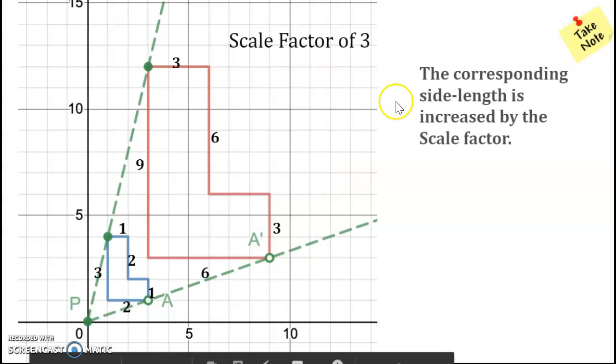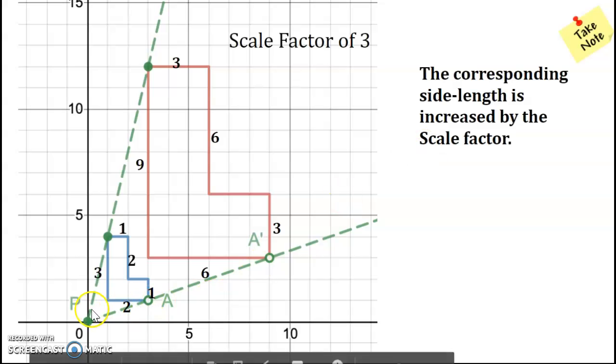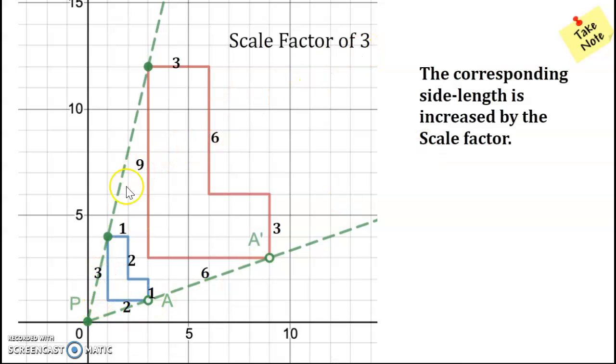We can tell that the corresponding side length is increased by the scale factor. So there were 3 units; 3 times 3 is going to be 9. 1 times 3 is going to be 3. 2 times 3 is going to be 6. So the side length got increased by the scale factor.